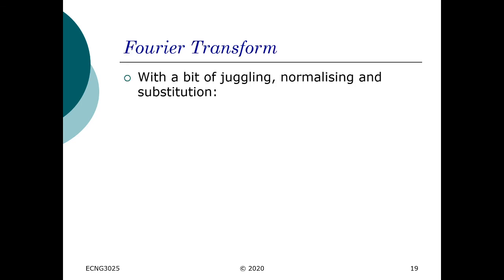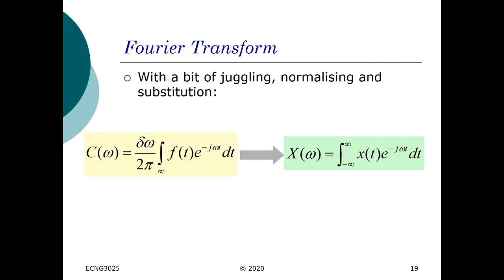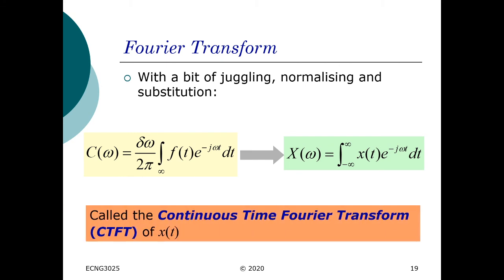Now we can simplify the equation doing some normalization and substitution and so forth. And c omega here can transform into an X omega form here. And this form that we observe, being either the c omega form or the X omega form, is what we refer to as the continuous time Fourier transform for any x of t signal. So this is how we move a signal from the time domain to the frequency domain and get its frequency domain representation, known as the spectrum.